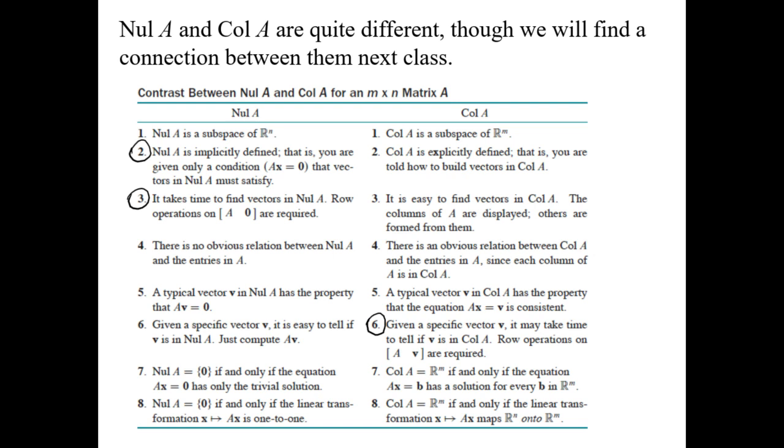Number 8 there: the null space is the 0 vector if and only if it's a 1-to-1 transformation. Remember, the null space is all the vectors that map to 0. Well, if there's only one vector that maps to 0, that's 1-to-1. And the column space is the entire Rm if it's onto, right? Onto means the entire codomain is the range. So if the column space makes up the entire Rm, that means this is onto, that everything in Rm is an output.